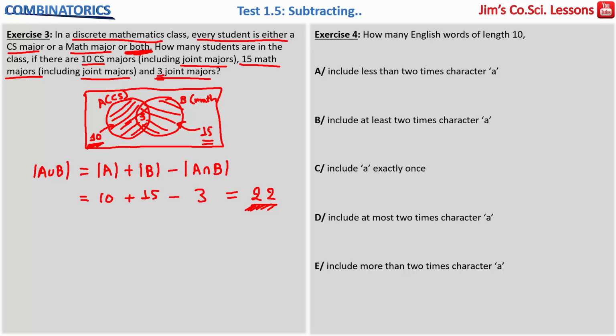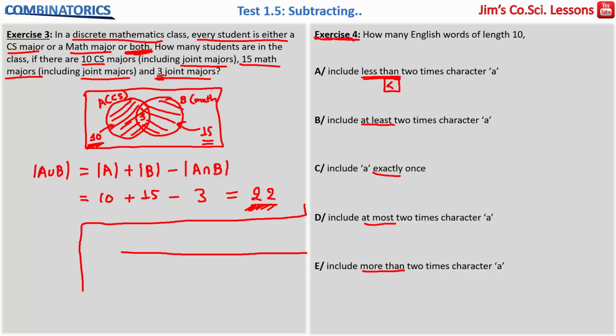Now this is gonna be a hot exercise because I want you to understand how to translate correctly the restrictions that are less than, at least, exactly, at most, and more than. Okay, so the exercise asks me how many English words of length 10 include less than 2 times character A. Less than is this mathematical symbol. So I'm looking for words that should have less than 2 times letter A.